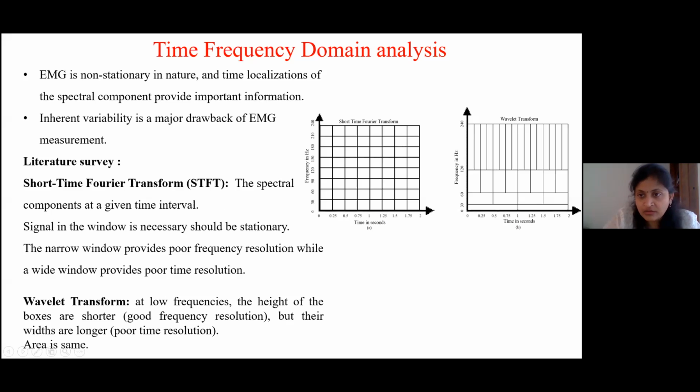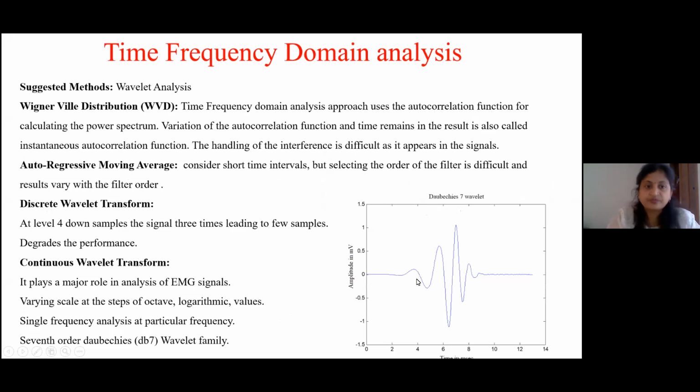Now, another solution is the wavelet transform. What happens in the wavelet transform? The area of the square is the same, while the width and the height of the square change depending on the frequency axis and the time axis. At low frequency, the height of the boxes is shorter, which gives good frequency resolution, but the widths are longer, which gives poor time resolution, but the area is the same in the wavelet transform. Most researchers have suggested wavelet analysis, but you can also go for the Wigner-Ville distribution.